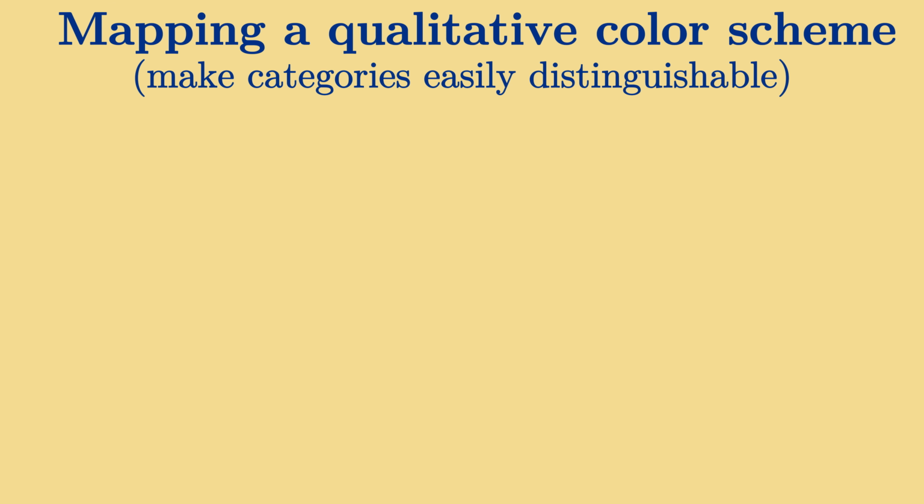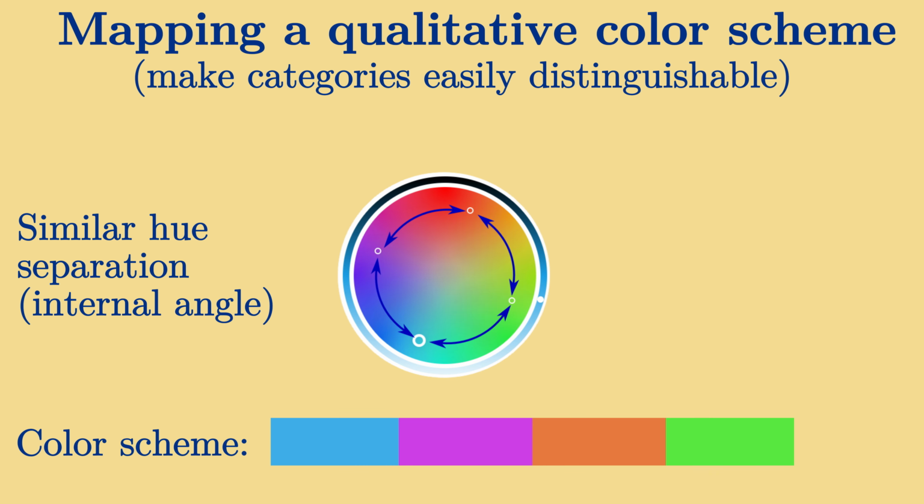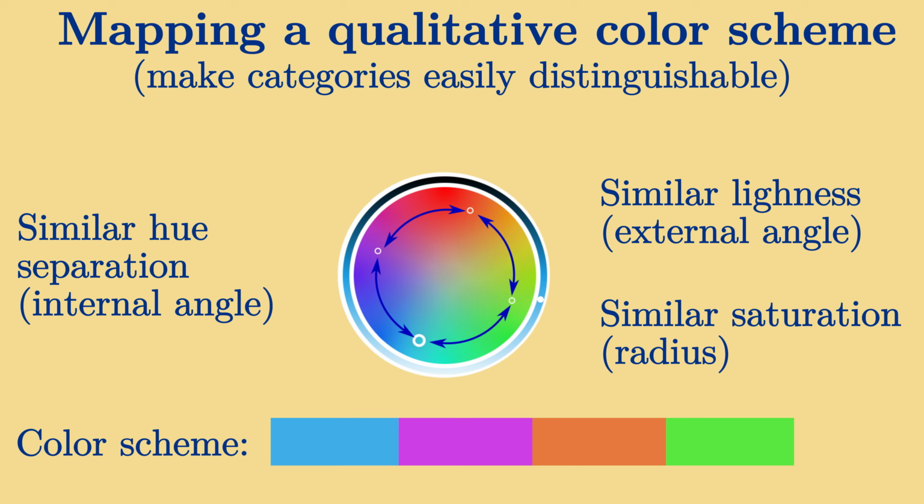Finally, consider contrast or qualitative color schemes. Here, there is no ordering and no reference value. The goal is simply to make categories easy to distinguish. In color space, this means selecting discrete points that are well separated in hue and similar in lightness. You can think of this as sampling points that are roughly evenly spaced around the color wheel.